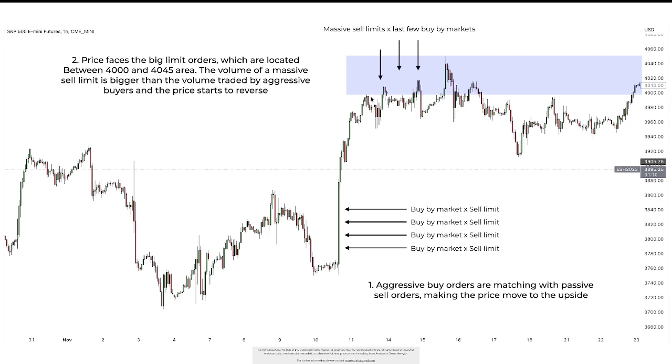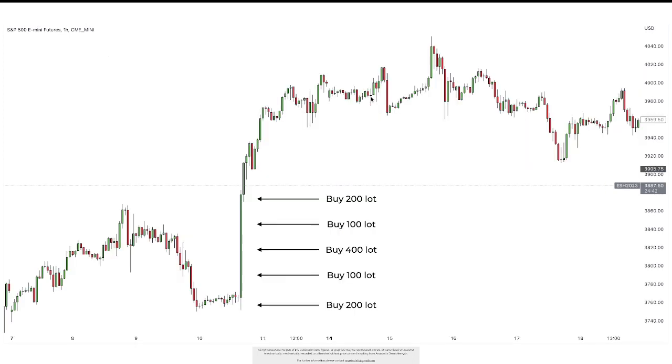So every time the price reverses, it's because it's facing a big amount of limit orders and there are not enough aggressive orders which would push the price through. So again, I'm going to repeat it one more time. Market orders move the price, limit orders stop the price. Okay? So this is what we have now.